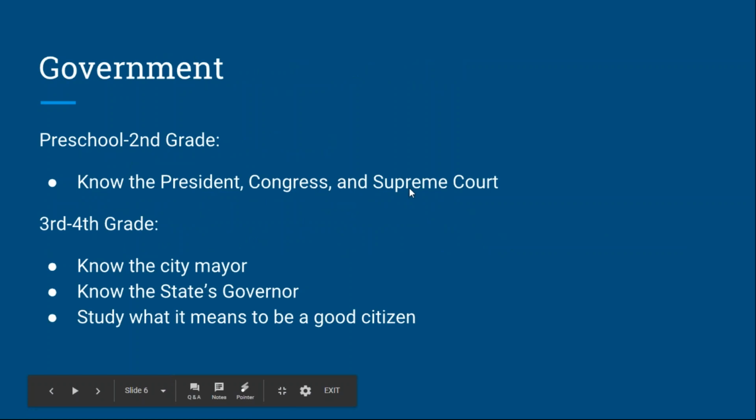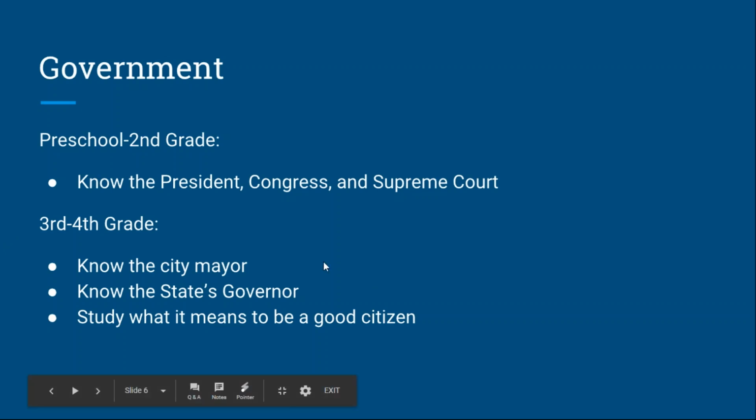Then we get to government. This is a very important aspect of social studies. From preschool to approximately second grade, you should know the president, you should know who Congress is and the Supreme Court, and how they all relate to each other, as well as start to be thinking and teaching what it means to be an American.